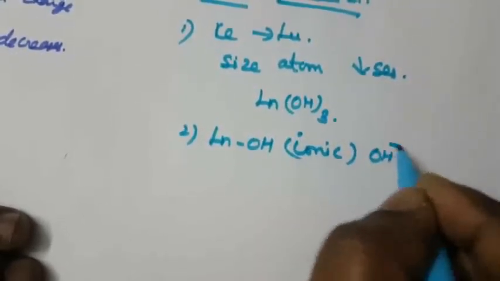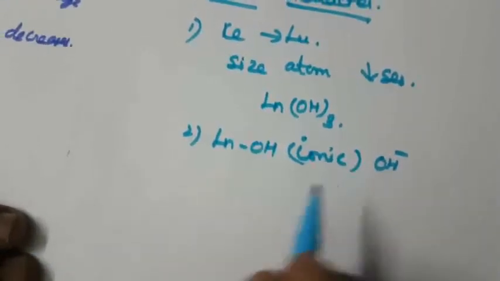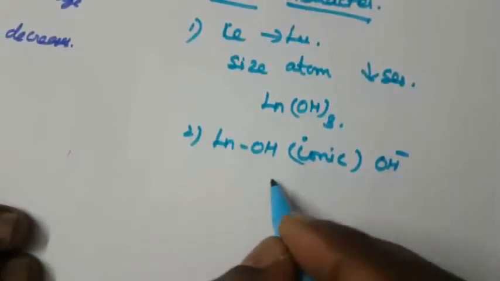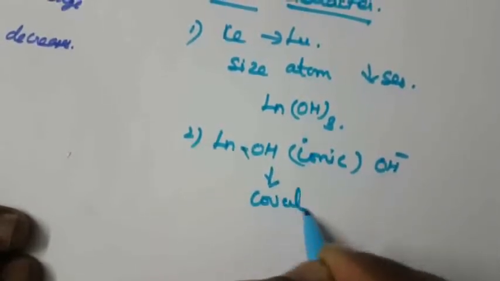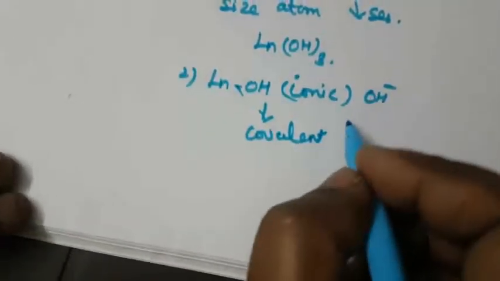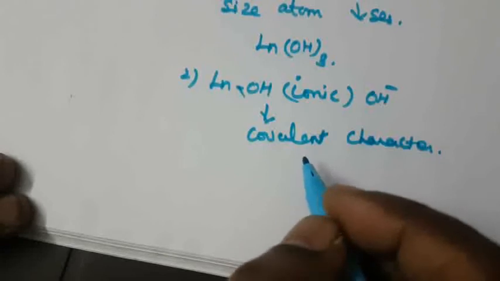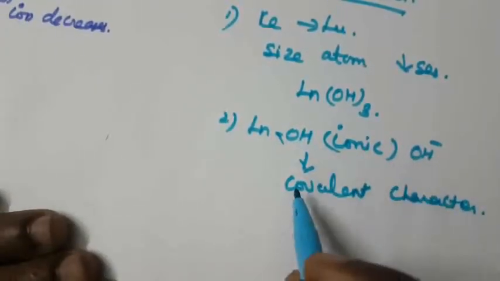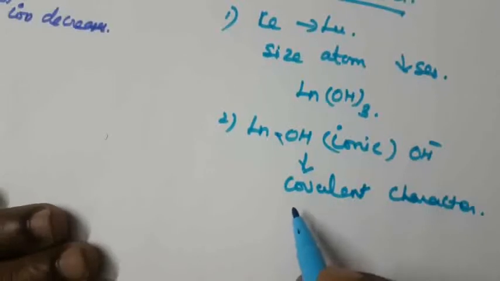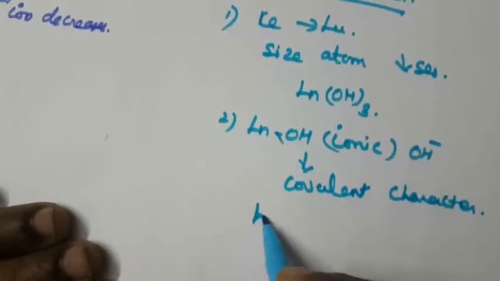OH minus ions are liberated, released. But if these bonds are covalent in character, what will happen? The OH minus ion is not released. So with the covalent character, the basic character decreases.